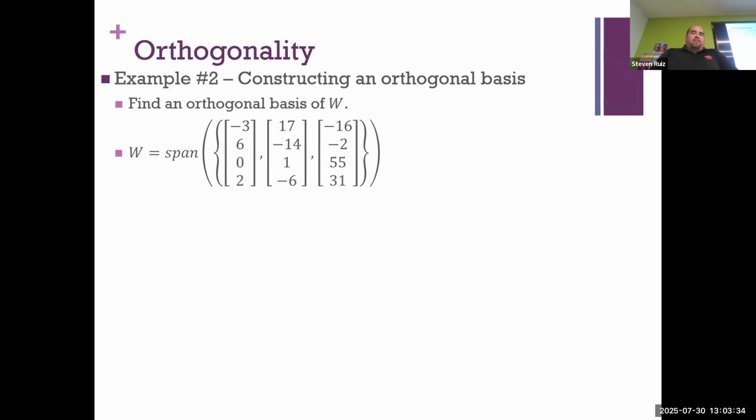To illustrate that, which one do you want to start with? The third one? Okay. So we'll say U1 is equal to -16, -2, 55, 31.